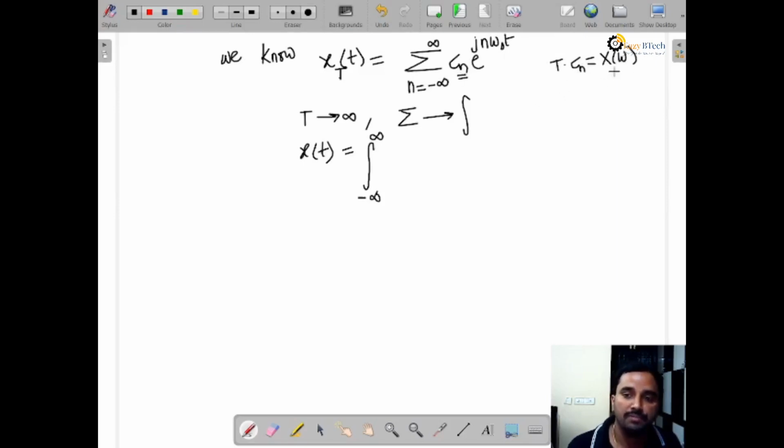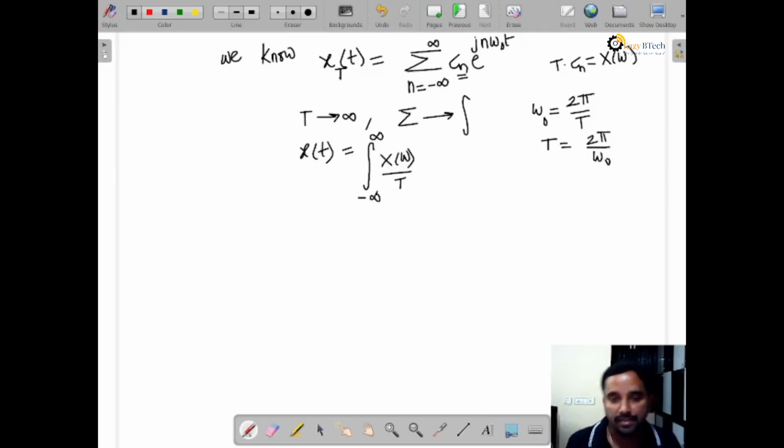So Cn will become X of omega by T, and what is T here? Omega naught is equal to 2 pi by T, right? Omega naught is 2 pi by T. So from this, T will become 2 pi by omega naught. So that I am writing here, in the place of T we can write 2 pi by omega naught.